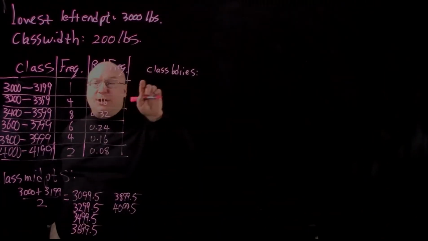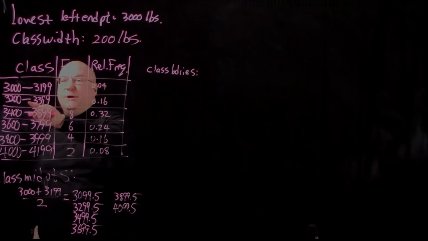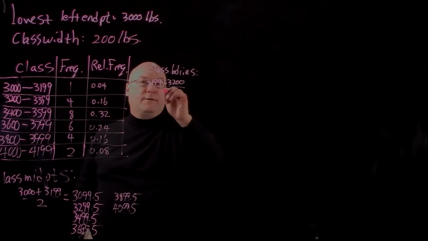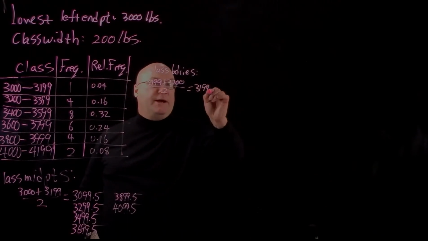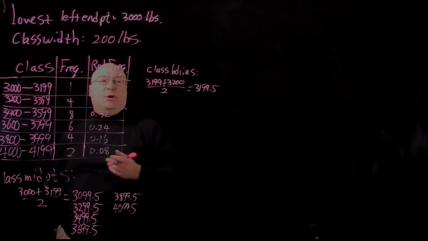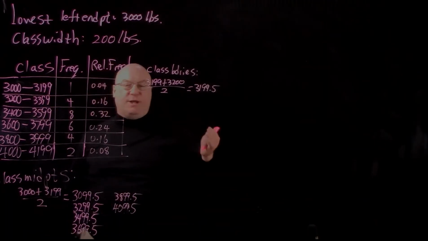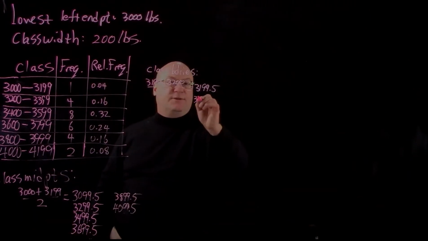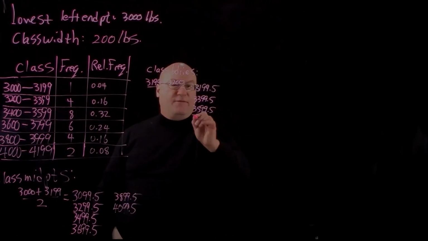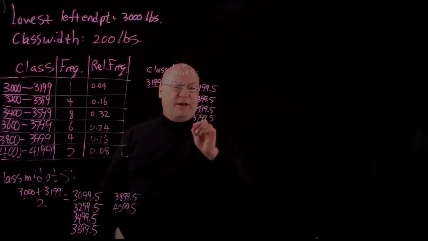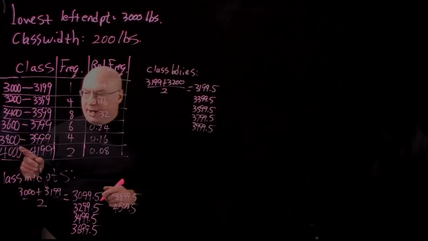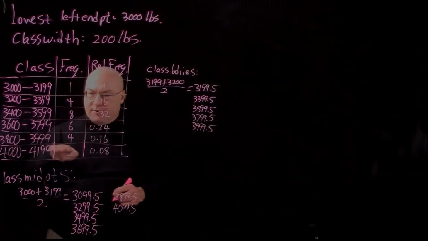Okay, so I want to go in between 3,199 and 3,200, which obviously is 3,199.5, right? Halfway between there and there. And that's where the first bar and the second bar are going to touch. Then I just add the class width, then I get all the rest of them. So it's 3,399.5, 3,599.5, 3,799.5, 3,999.5. That one represents where the bar for this class and the bar for this class will touch.